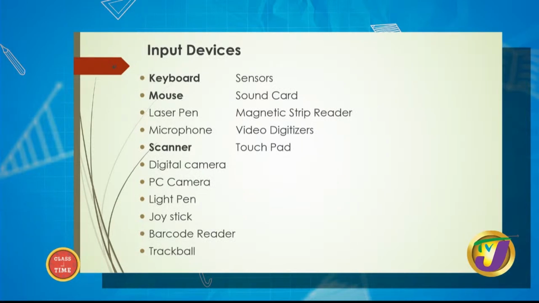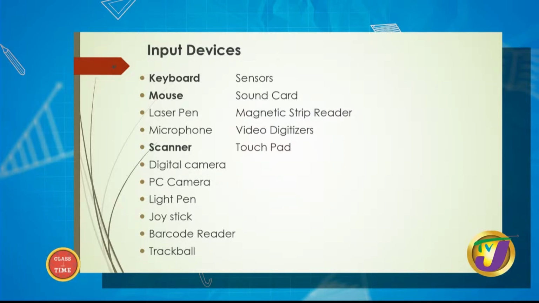So the input devices are shared on the screen now. We have the keyboard, the mouse, light pen, microphone, scanners, digital cameras, PC cameras, joystick, barcode reader, trackball, sensors, sound card, magnetic strip reader, video digitizer, and the touchpad.